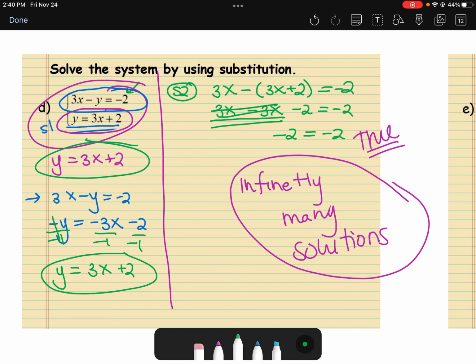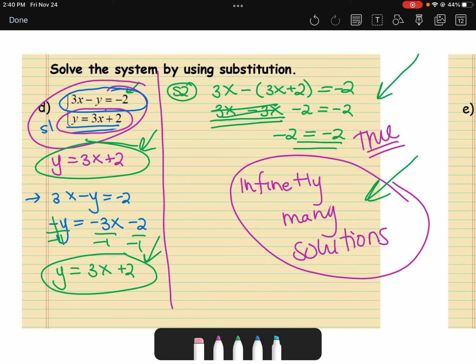So you're never going to notice for the most part that the lines are exactly the same, and you're going to be able to say that they're infinitely many solutions. So you're going to want to do the work here. And if you get a true statement, then you know that it is infinitely many solutions because they're the exact same line.